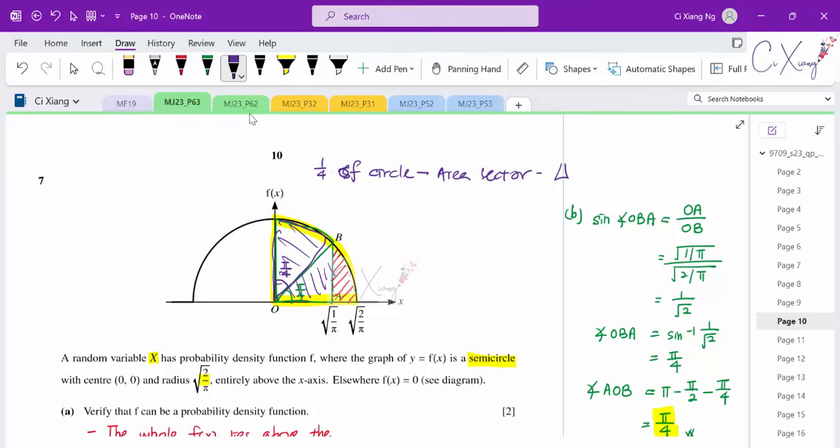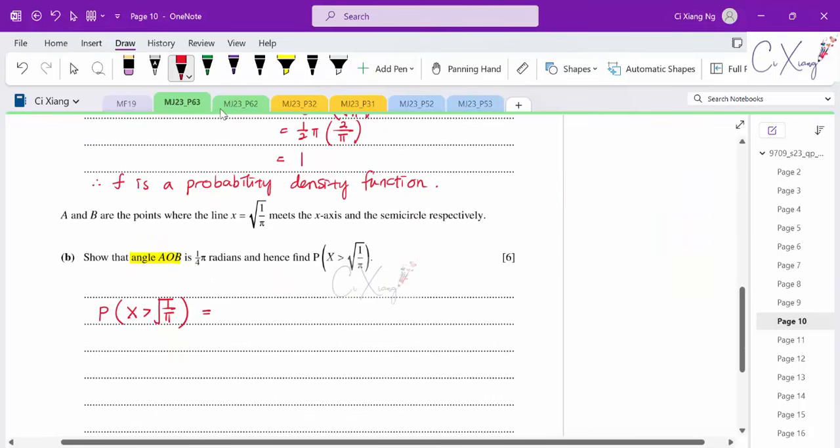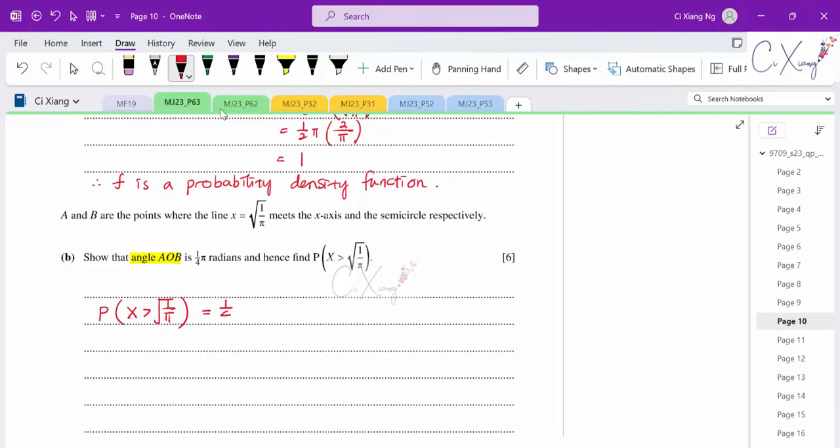So this is basically our step, right? I'll write it at the bottom here. I'll write out again. I want to have 1 over 4 of the area of circle minus the area of sector, then minus the area of the triangle OAB. Then I will get the answer for the probability that they want us to find.